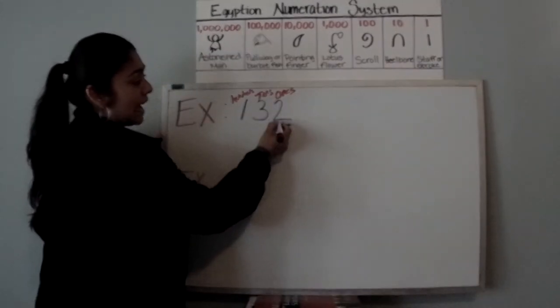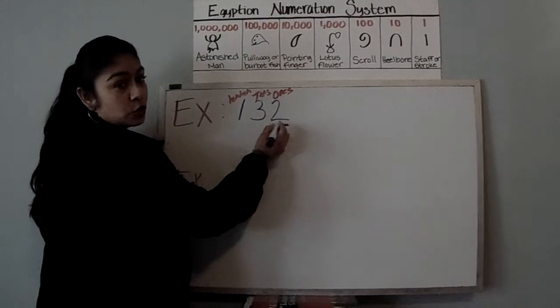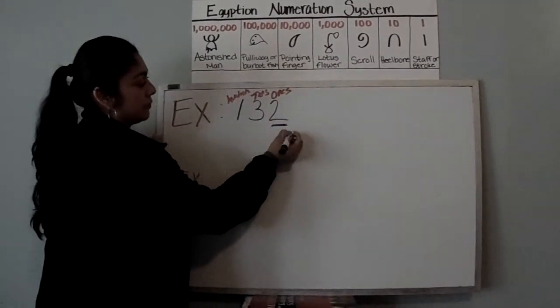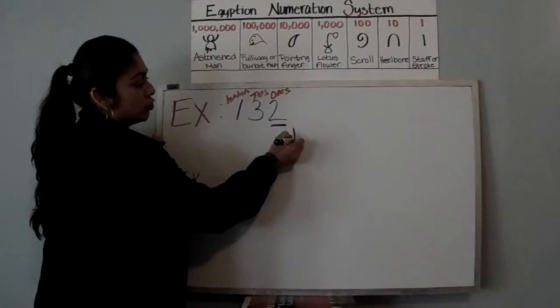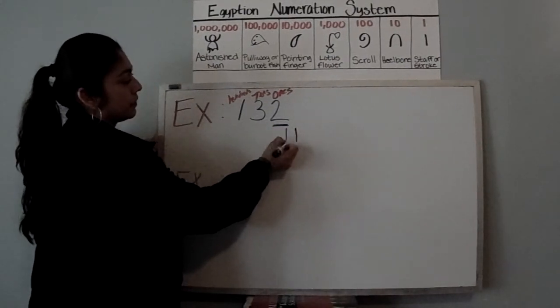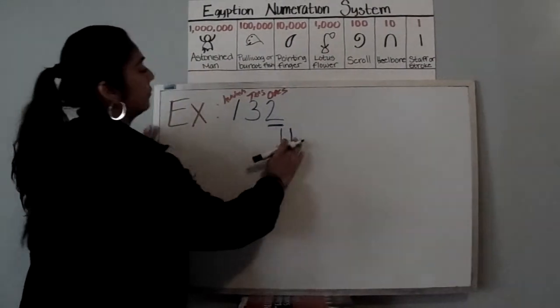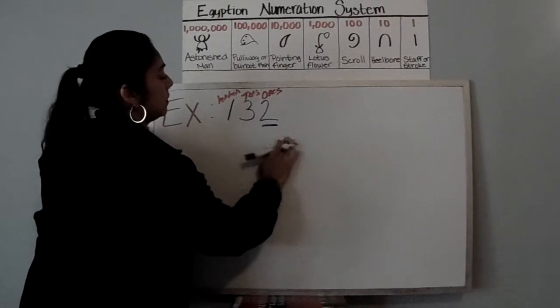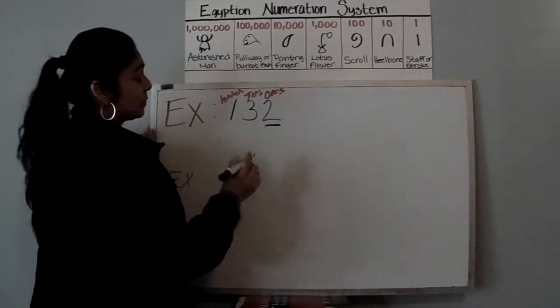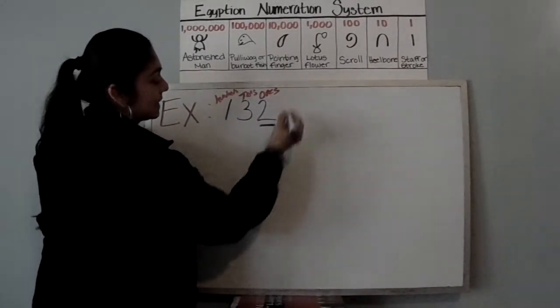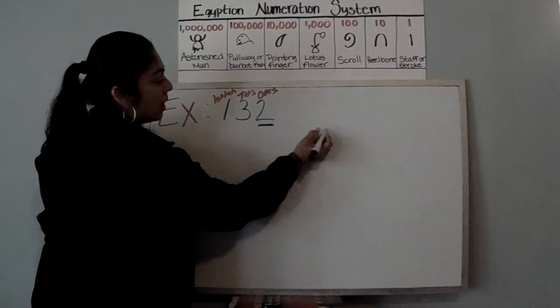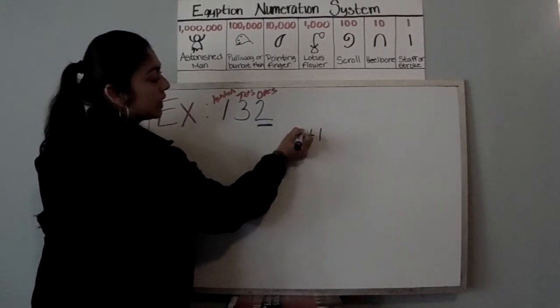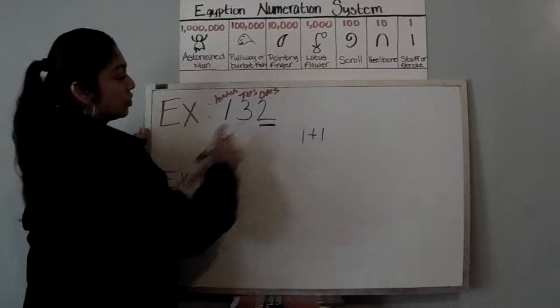Okay, so we have a number 2 here. So we're going to need 2 staffs. Let's draw 2 staffs here. Okay, wait a minute. I'm sorry. I said I was going to do it in expanded notation. So since it's going to be in the ones, we're going to have 1 plus 1. So that's 2.